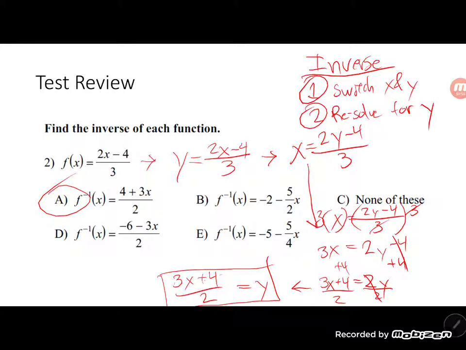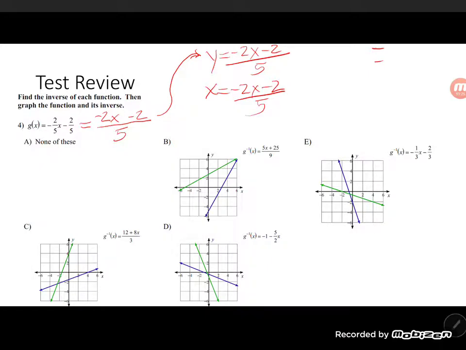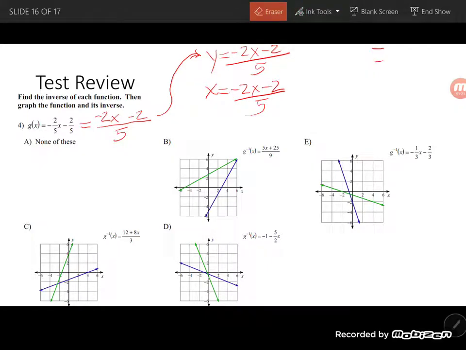The inverse, right, is switching x and y, and it's resolving for y. So we're first going to switch x and y. Normally we have y is equal to negative 2x minus 2 divided by 5. And then we can go ahead and take our inverse, and we have x is equal to negative 2y minus 2 divided by 5. Oops, sorry. That is going to be a y.